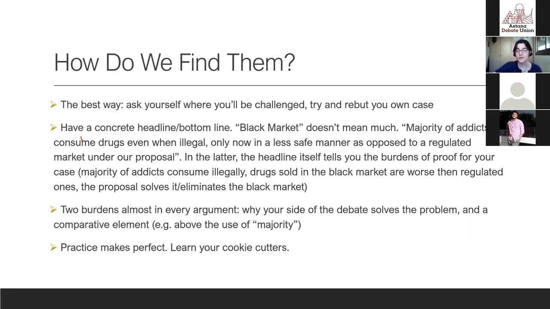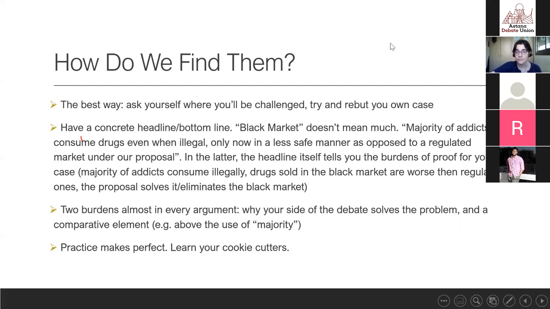All right. Yeah, I had a question regarding the black market bottom line. If the government says that there is some kind of political immunity which is aiding the black market, how would the opposition rebut that case when they have political immunity?